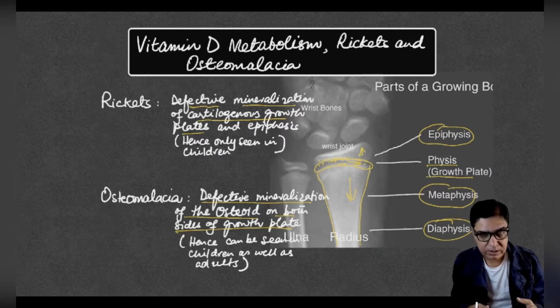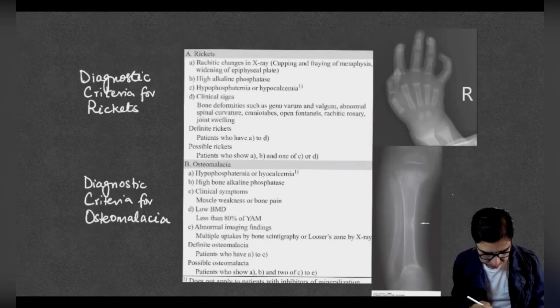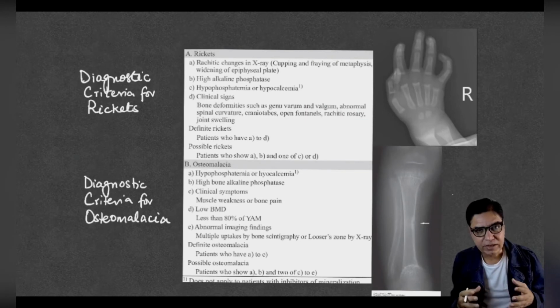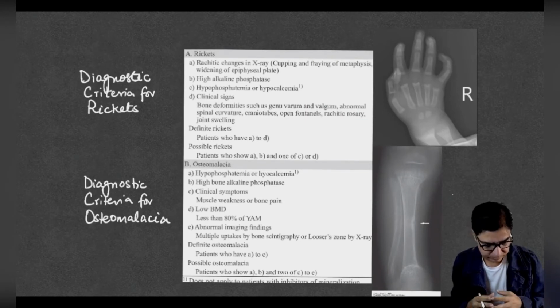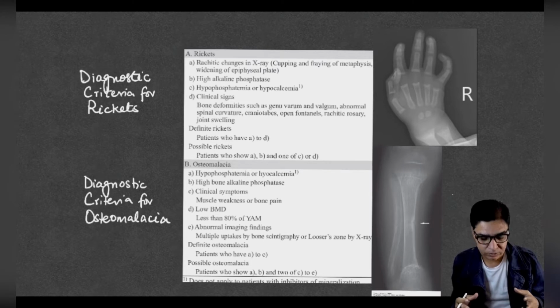So that's why, by and large, the deficiency of vitamin D would cause rickets, but it's not the sole cause of rickets, as rickets can also occur in the absence of vitamin D deficiency. Thus, this is the definition of rickets and osteomalacia, and I hope you have understood that. Let's move on. Now, what is the diagnostic criteria of rickets? And what is the diagnostic criteria of osteomalacia?